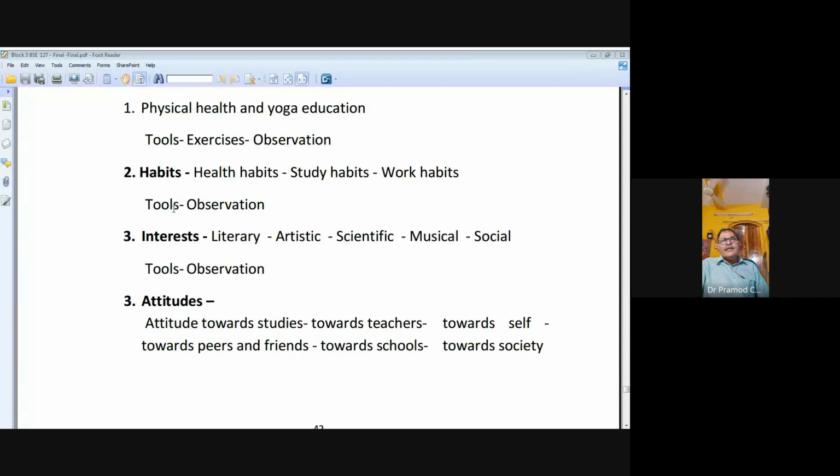Then automatically what type of the tools we will have to use? That is observation. Interest: literary, artistic, scientific, musical, social. These are all the interests. Literature interest, we can write, we can write books. Artistic, scientific, musical, social, observation.